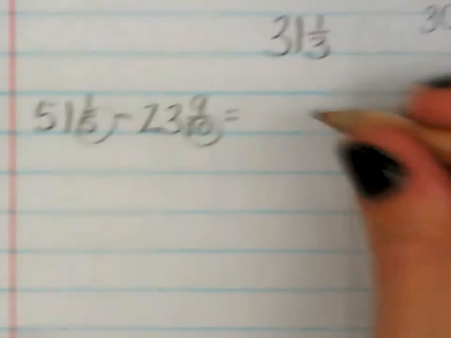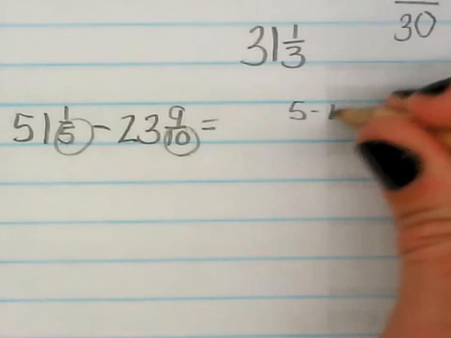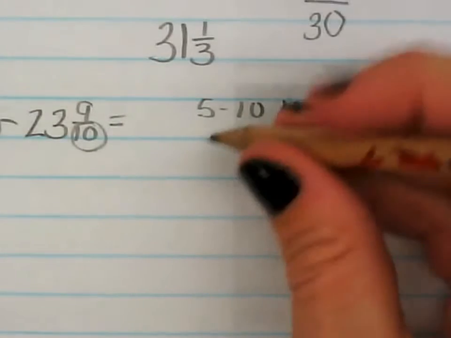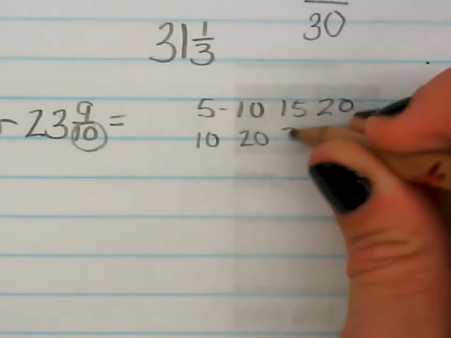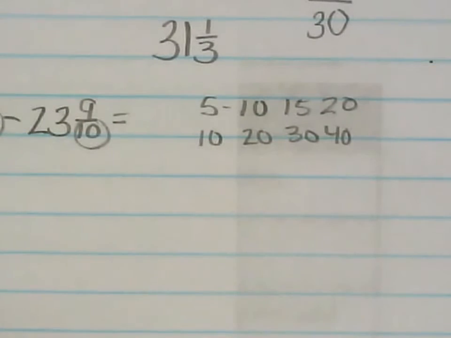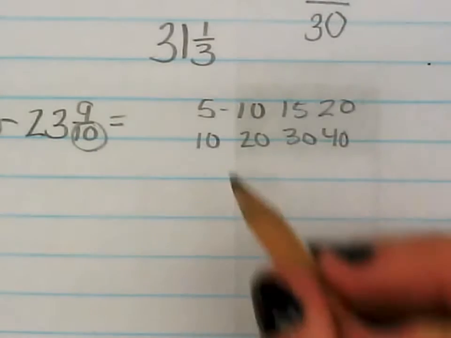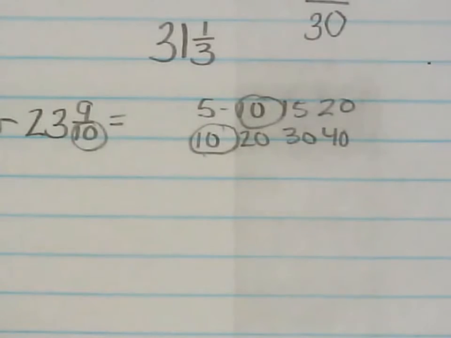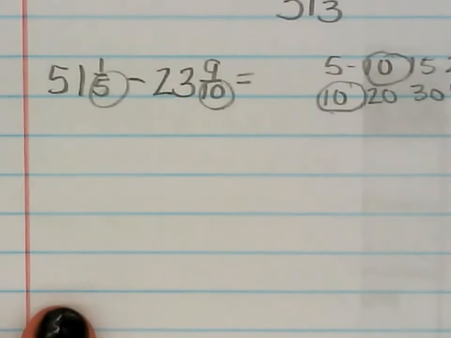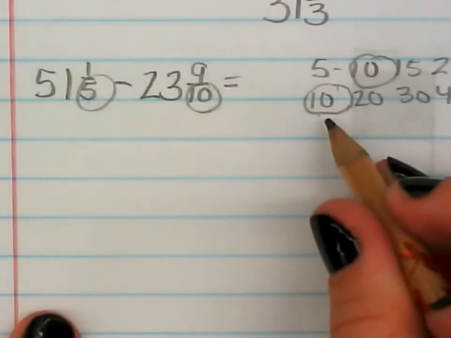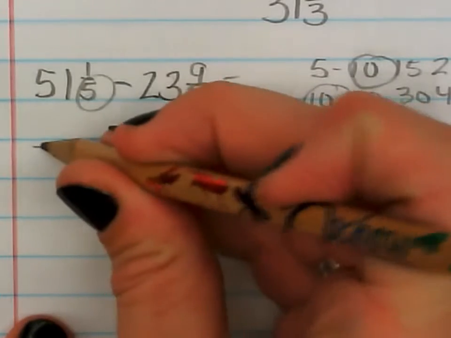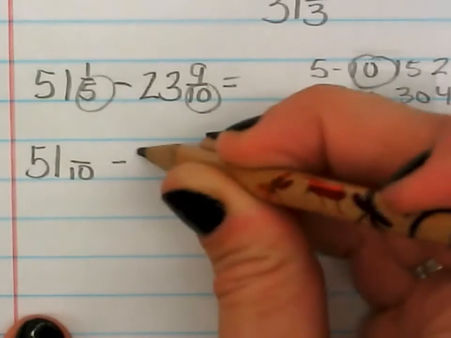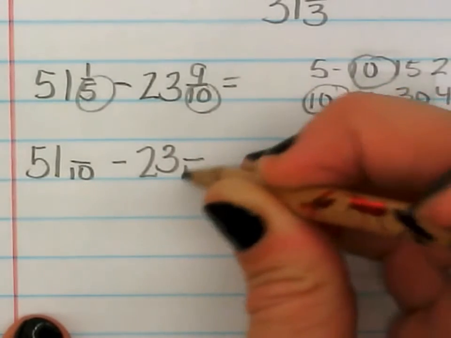If I did not know it, I could list my multiples. So 5, 10, 15, 20, and again, that pattern can continue on. And then for 10, I have 10, 20, 30, 40. And what I should notice is I want that least common multiple. So I have a 10 here, and I also have a 10 above, so that is going to be my least common multiple that I'm going to use to create my least common denominator. So I'm turning both of these into 10s. So I'm going to go ahead and drop down my whole numbers, 51. I know I want a denominator of 10 minus 23, and again a denominator of 10.